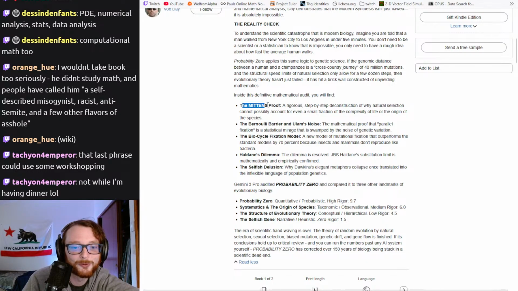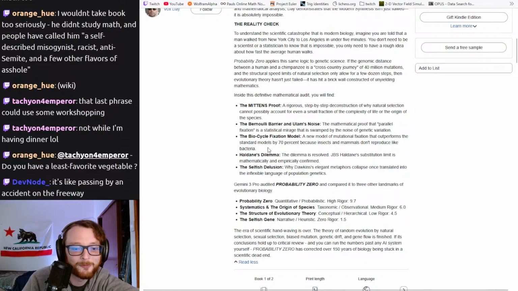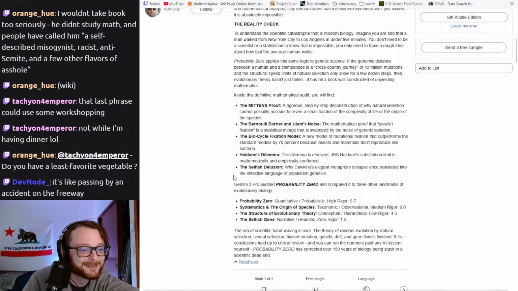The mittens proof. I guess I would need to see what the actual argument is, but I doubt this is going to be a good one. Gemini 3 Pro audited the book? Okay, buddy.